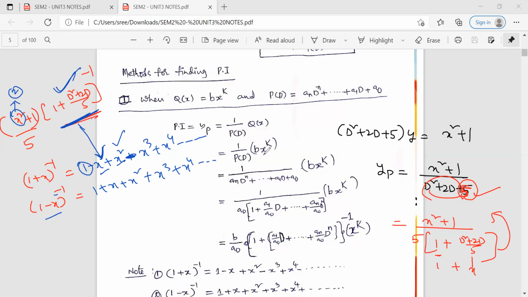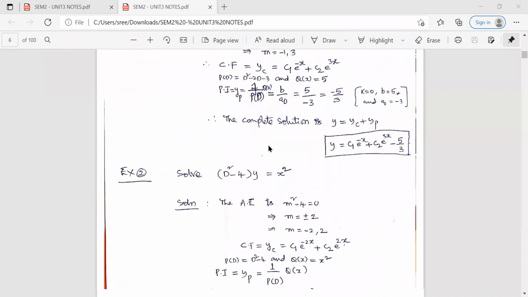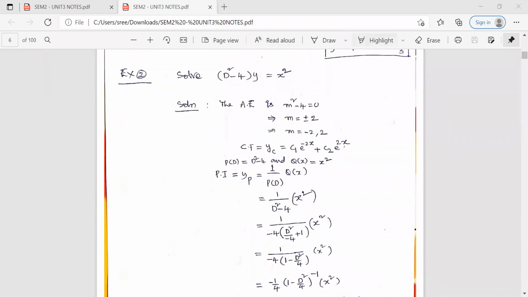Now I will explain clearly. See, one question I will explain. See here what we observe. Given equation is d square minus 4 into y equals x square. First we write the auxiliary equation, find roots and write yc. After that I write yp. Yp means we have to send the LHS into RHS. That means we get x square by d square minus 4. What is yp? x square by d square minus 4.